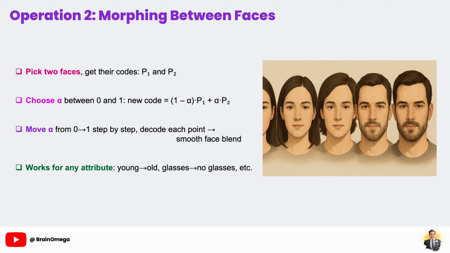By changing how quickly you step through that alpha, that means alpha equals 0, 0.01, 0.02, and so on for 100 frames, you control the smoothness of the animation. A small alpha increment means a smoother, slower morph. A larger step means a quick crossfade.